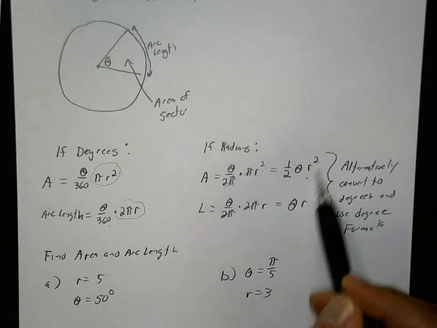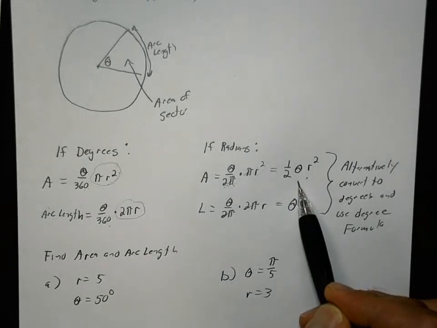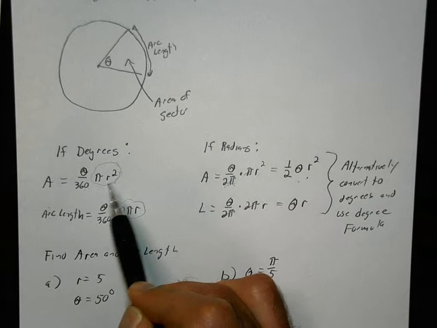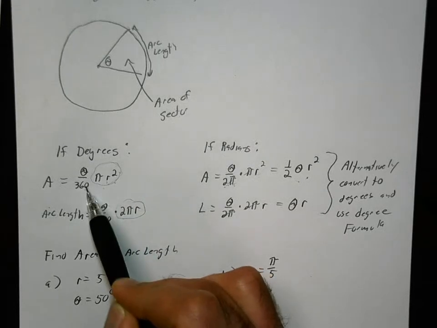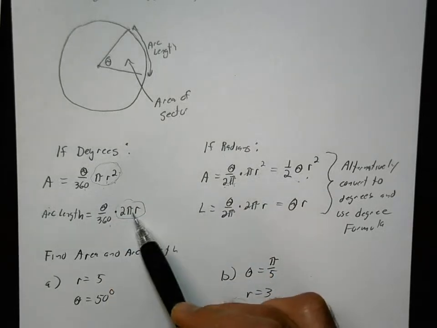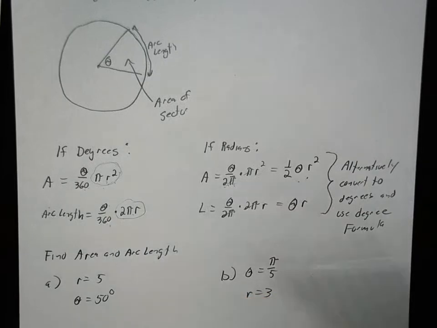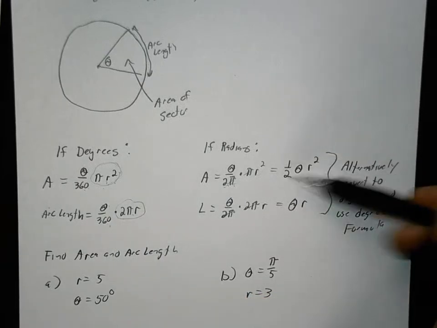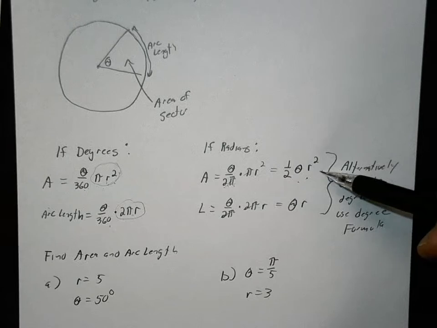So this sometimes is harder to remember. This one seems kind of like it makes sense. You take the area of a circle, multiply it by the angle over 360, or you take the circumference and multiply it by the angle over 360. This one is something you have to memorize a little bit.